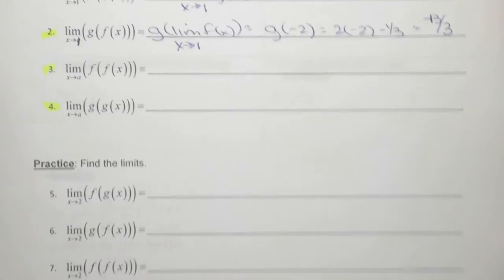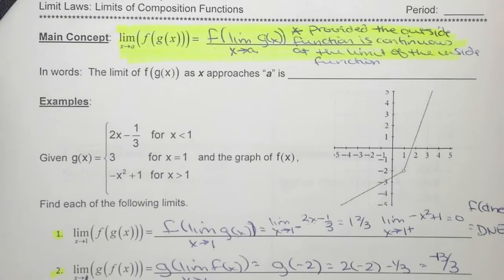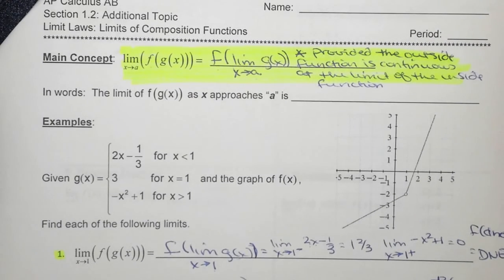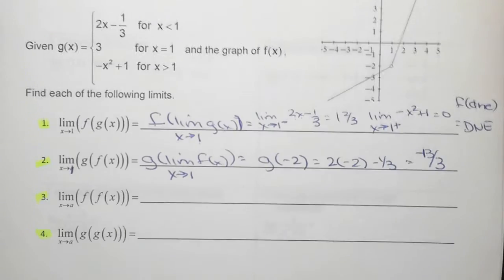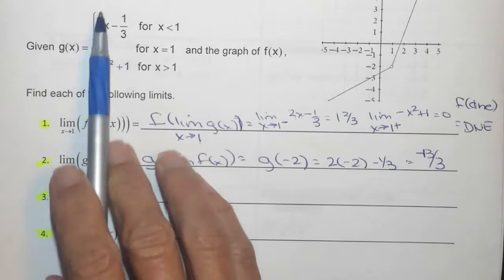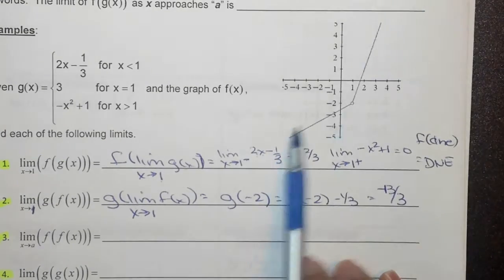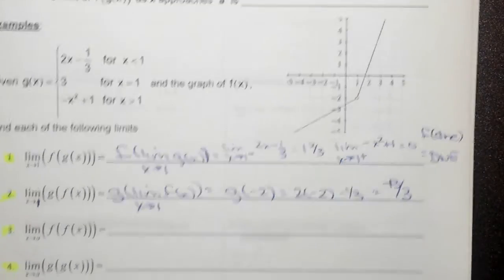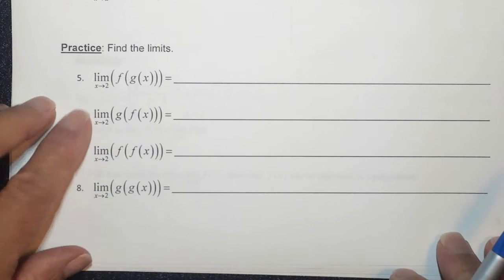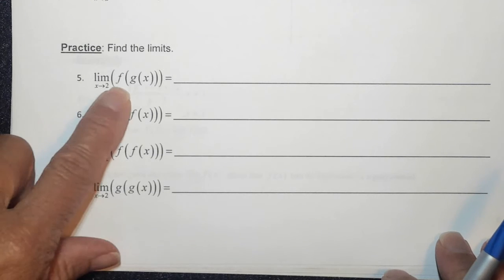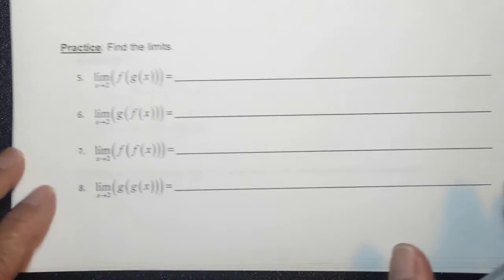So this recording is meant to provide further explanation on the exit ticket for the composite functions when you're evaluating limits. So remember, g of x consists of a piecewise function in function notation, and f of x is our graphic representation here. So first of all, when we're evaluating the limit as x approaches 2 of f of g of x, we want to rewrite this first.